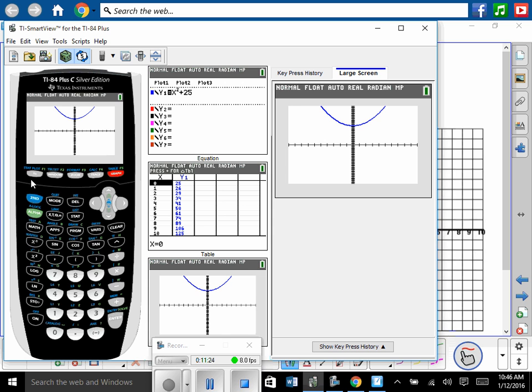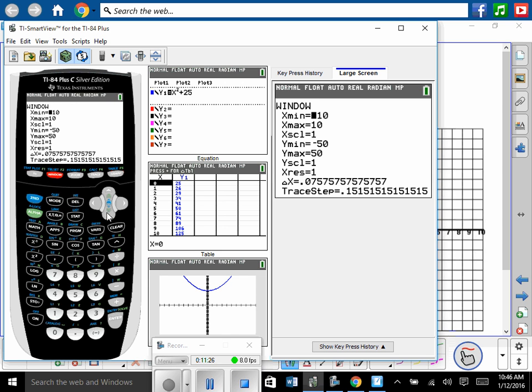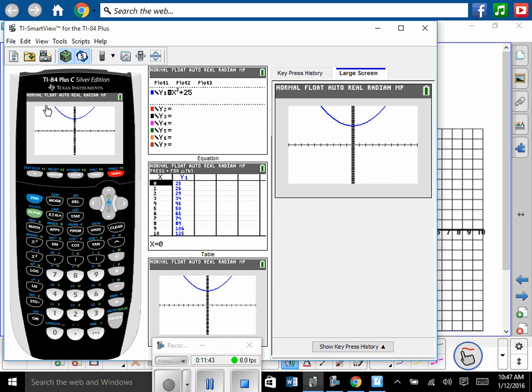So you got to go to your window. So everybody go to window. In y max, that's how high up you're seeing. If it says 10, your window's only showing up to 10. Change it to something larger, like 50, because you need to at least see up to 25. Do you all understand what I'm saying? Yeah. So you change it to 50, hit graph again, and you will see your quadratic.